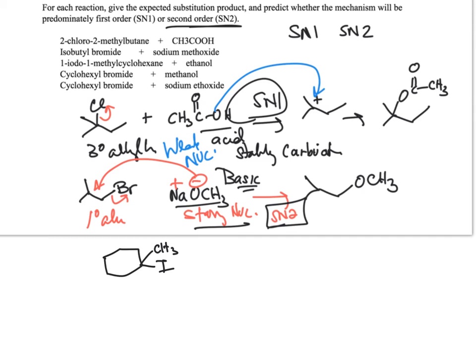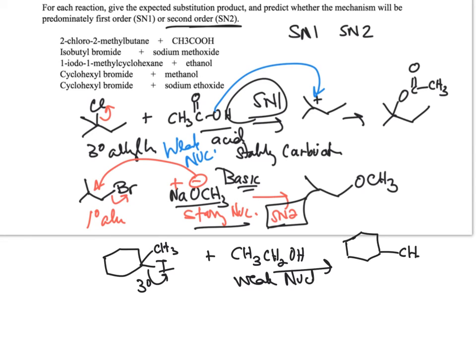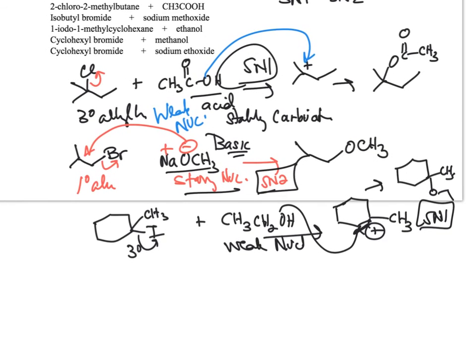The next question, we have a cyclohexane, we have iodo on one, and we have methyl on one, and we have ethanol. Okay, ethanol can stabilize a carbocation. It is a weak nucleophile. You have a tertiary alkyl halide. Iodide is an excellent leaving group. So you're going to get a tertiary carbocation. And then your nucleophile will eventually come in, attack that carbon, and you will get your ether. This will definitely be an SN1. You can't have one, you either have one or the other.